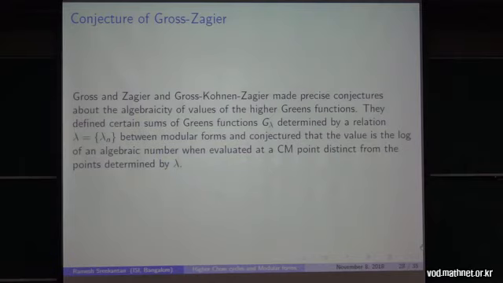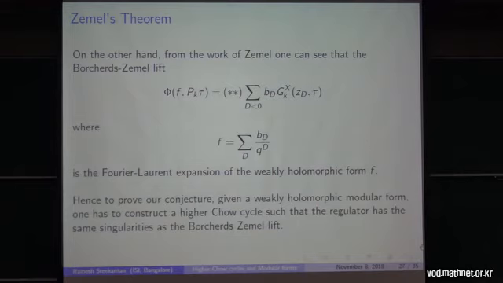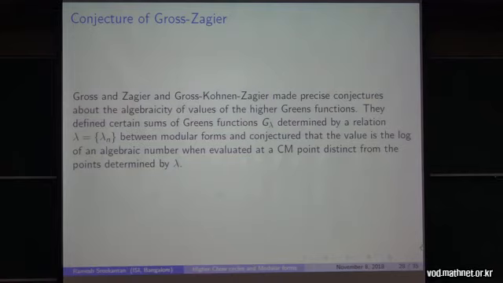Right. Okay. And there's another consequence of this stuff, which is Gross and Zagier, and Gross, Kohnen and Zagier made precise conjectures about the algebraicity of values of the higher Green's functions. They define certain sums of Green's functions G_λ determined by a relation λ between modular forms, and conjecture that the value of that Green's function G_λ is the log of an algebraic number when evaluated at a certain CM point distinct from the points determined by λ. The λ will determine a certain set of points, and you take a sum like this, where the z_D will be determined by λ, and you evaluate at a point τ where τ is another CM point which is not one of those z_D, and you expect that to be the log of an algebraic number. Okay.